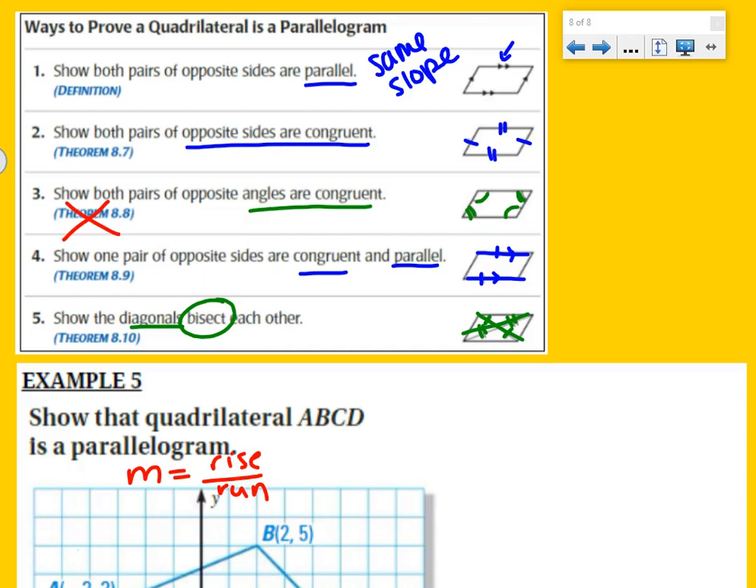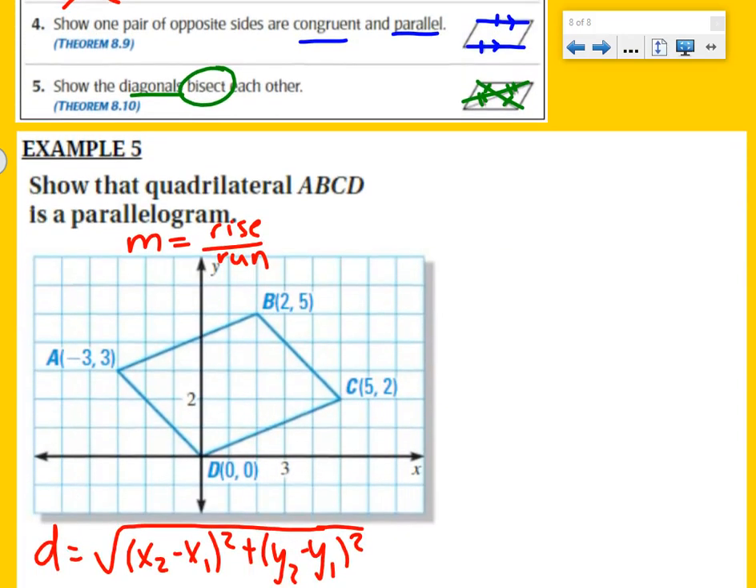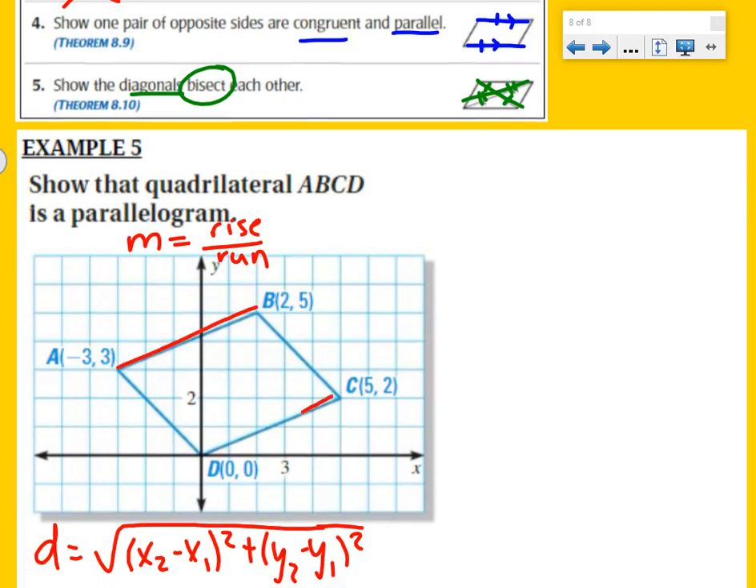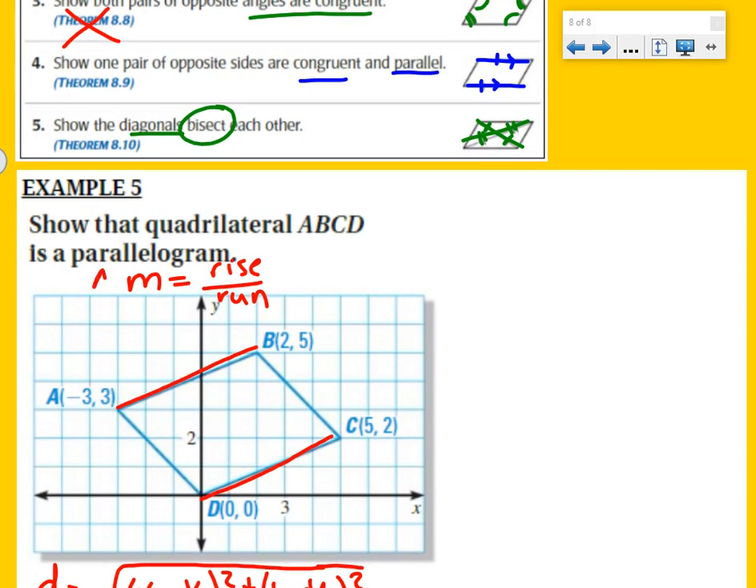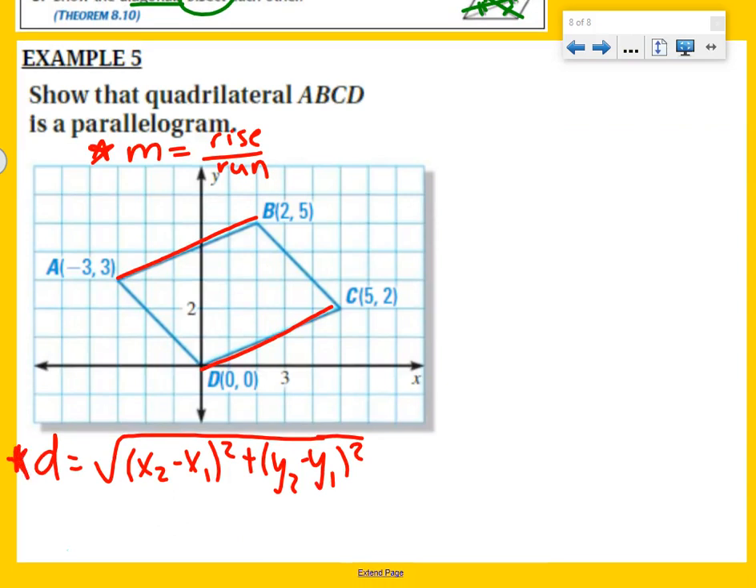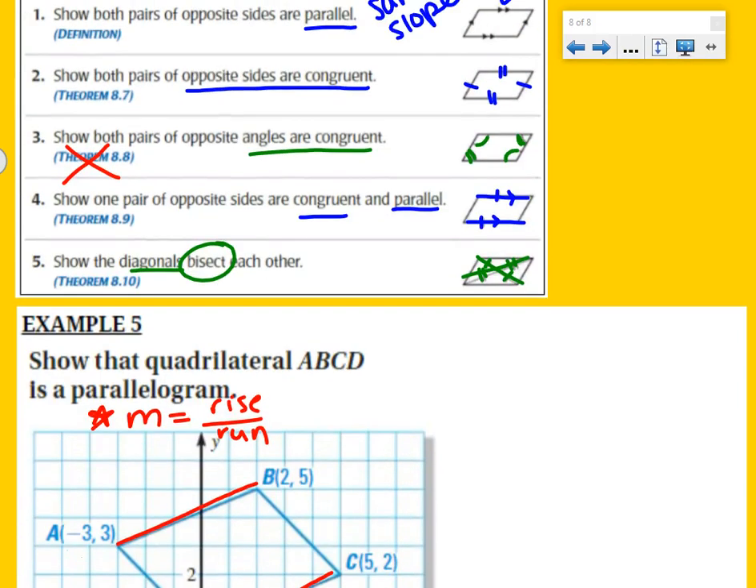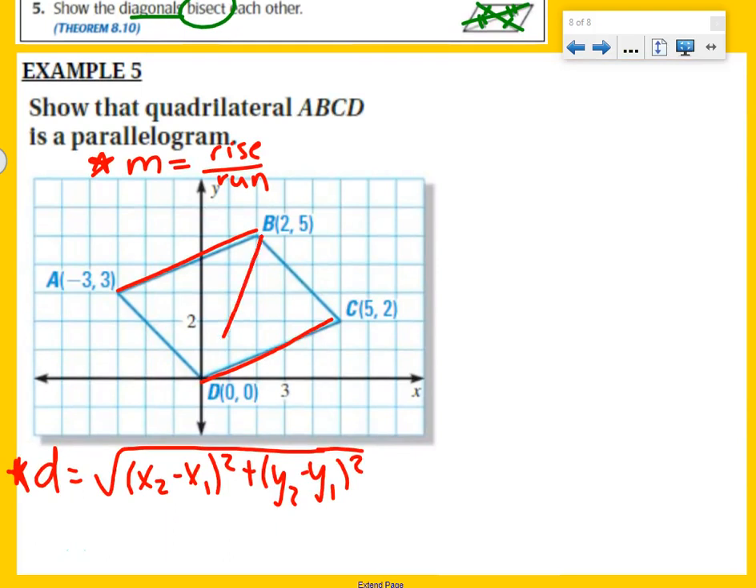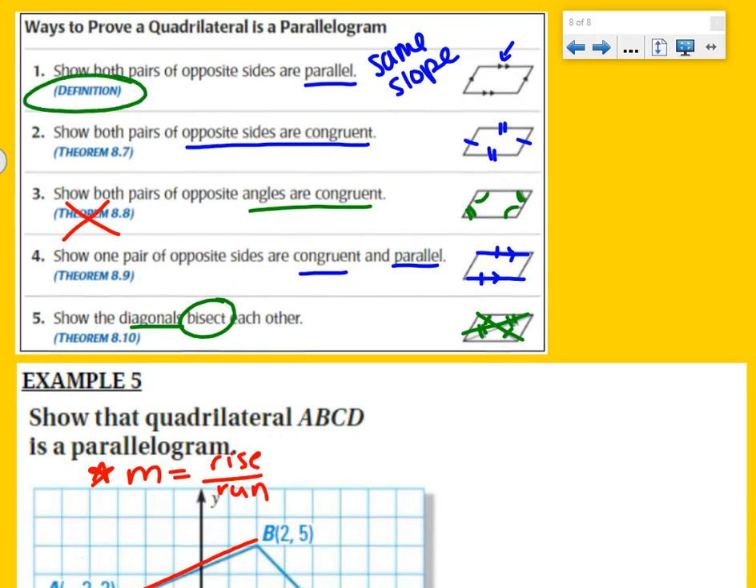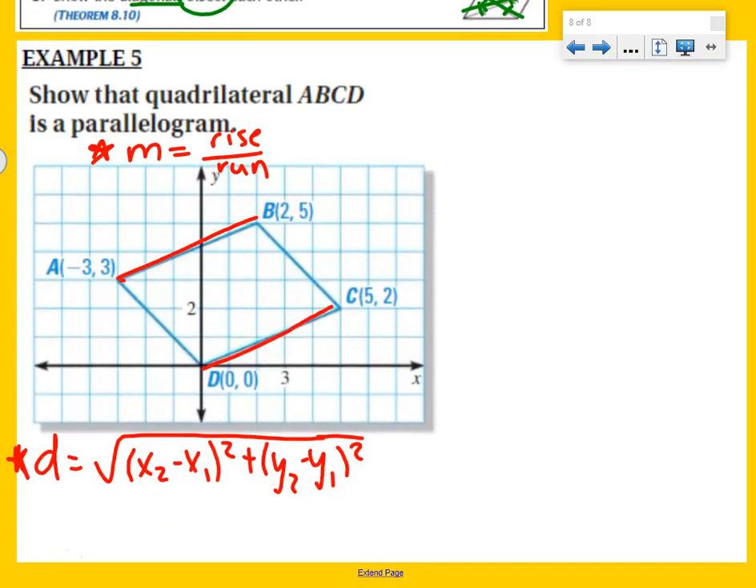We could show one pair of opposite sides are congruent and parallel. We would just focus on one pair of sides. We could focus on this pair right here. We'd use the slope and the distance formula in that one. Or we could show that the diagonals bisect each other. We could draw diagonals on here and then find the distance, show that they bisect each other. That one would be more complicated. So that one I would not suggest using, but the other three would all be good options. However, I think that the best option is using the definition because finding the slopes of these lines is going to be a lot easier than using this distance formula. So let's use the definition.